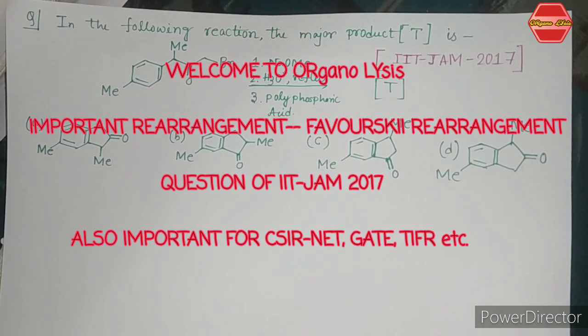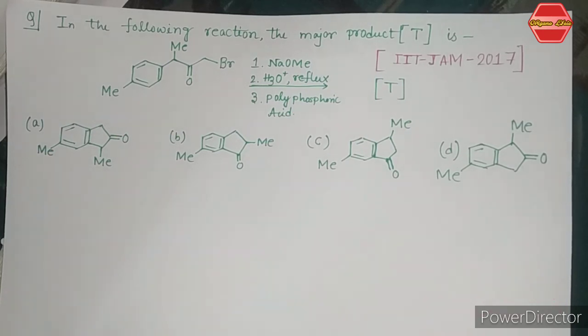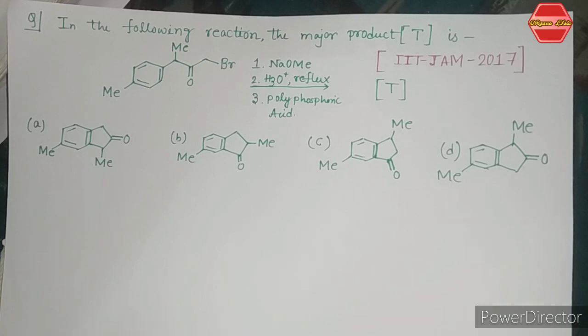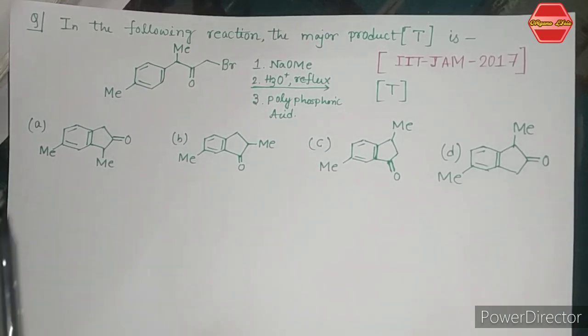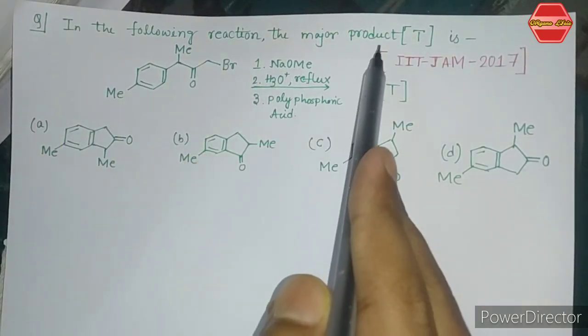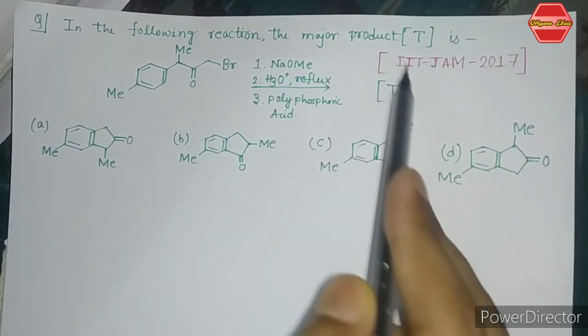Today we are going to discuss a problem which was asked in IIT-JAM 2017. It's a very important problem and a very important rearrangement actually. The problem is based on Favorskii rearrangement followed by ring closure. The problem is: in the following reaction, the major product T is. Now you have to find the structure of T.